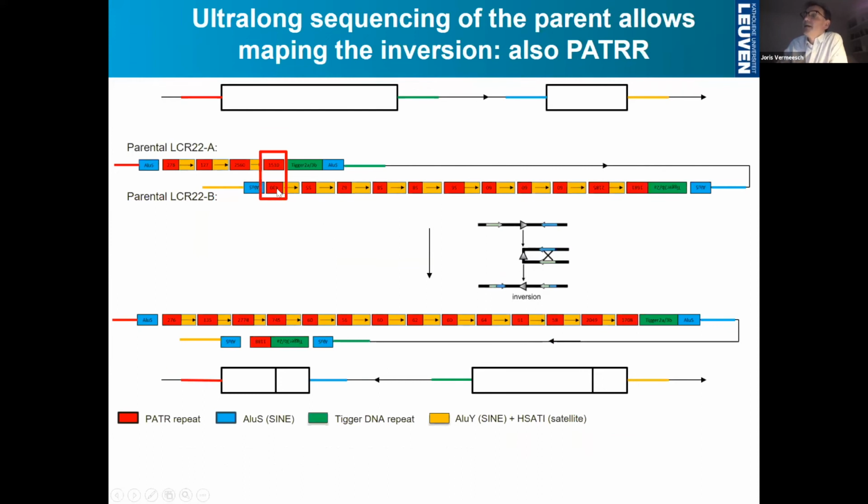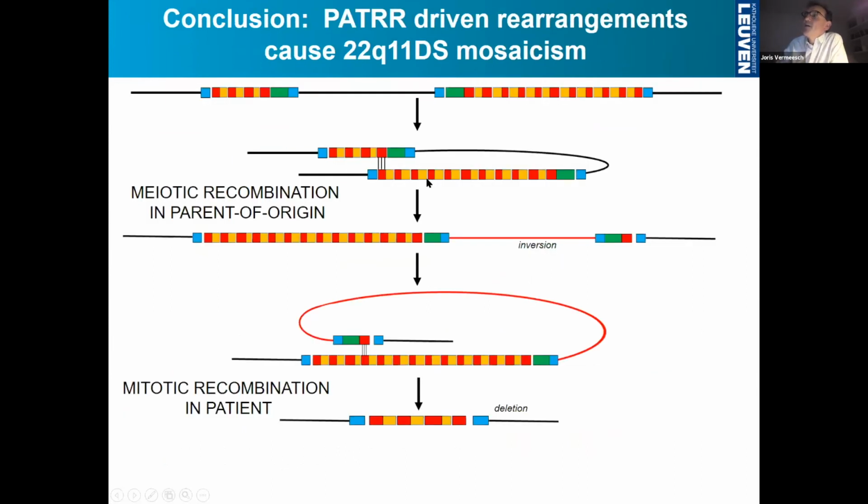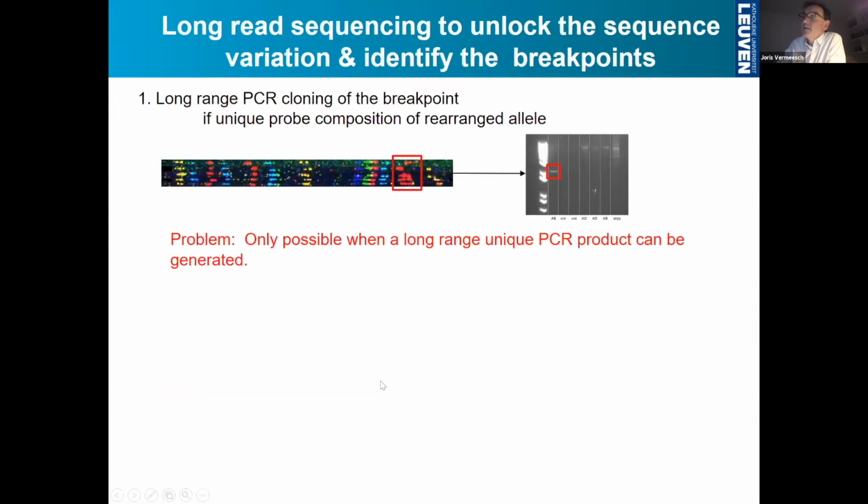And basically, I'm going to go really fast just because I realized I was spending too much time in the intro. What we found was that first an inversion has probably happened during meiosis. We can call it meiotic recombination or meiotic break in a PATRR. We can really zoom into that. And then we generate a mitotic recombination in this particular case.